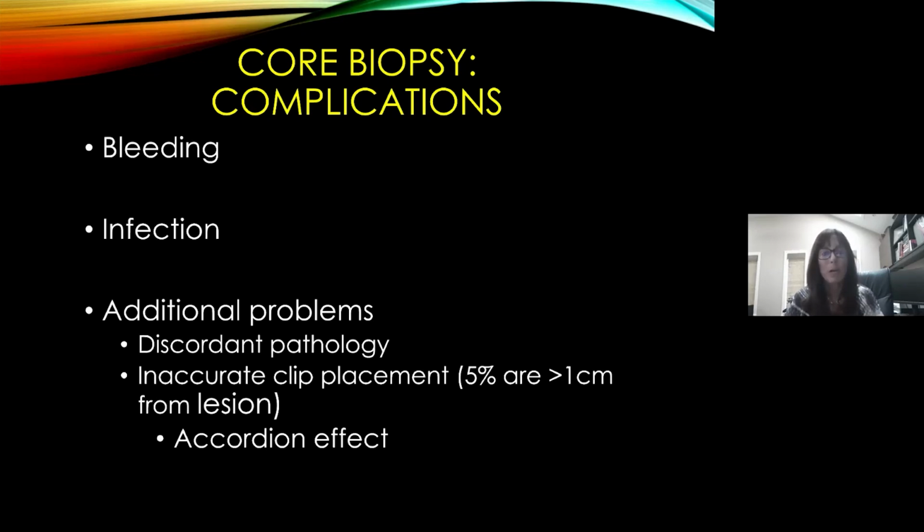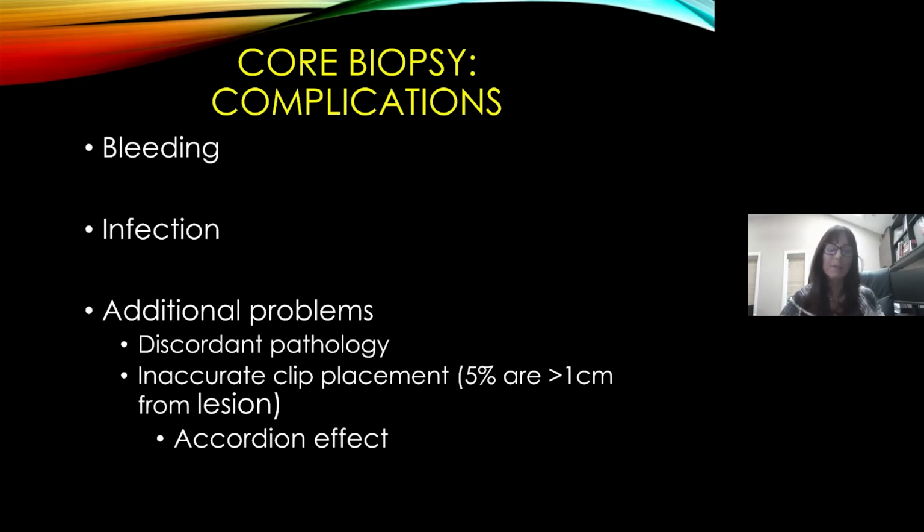There are additional problems with core biopsies, not necessarily complications, but things that require potential additional procedures or at least some type of problem solving. We'll talk a little bit more about discordant pathology that might require a repeat biopsy or surgery. This would not be known the day of the biopsy. It would be known in a few days when the results are available. There's also the problem of inaccurate clip placement, and this would be known the day of the biopsy with the post-biopsy mammogram. About 5% of cases show a clip more than 1 centimeter from the target.